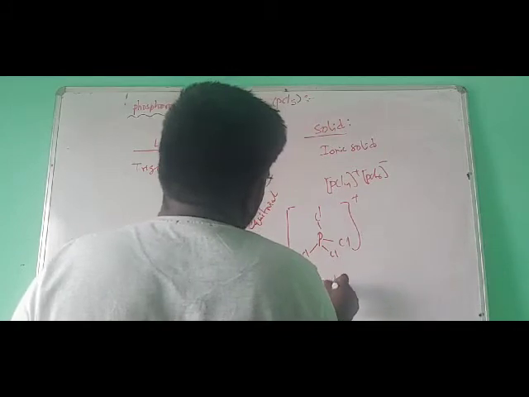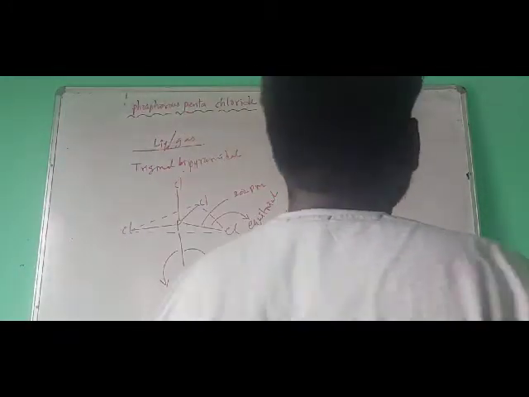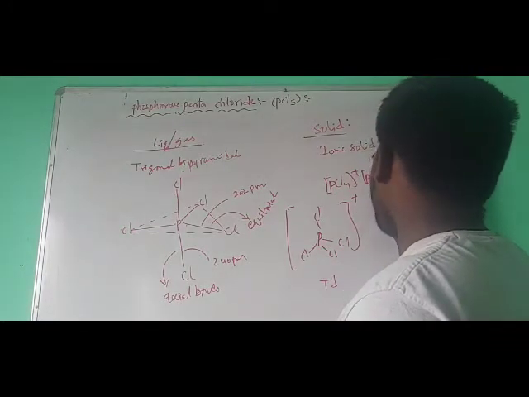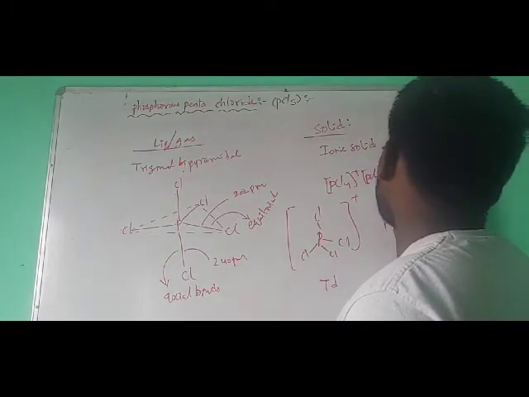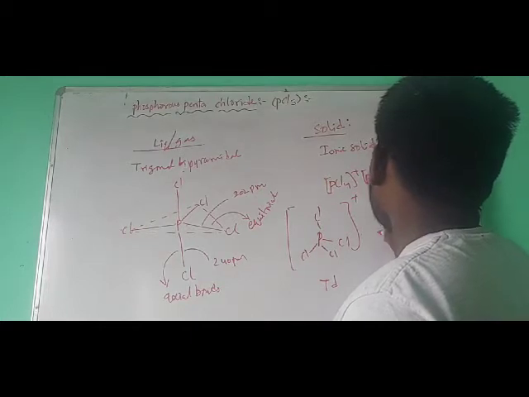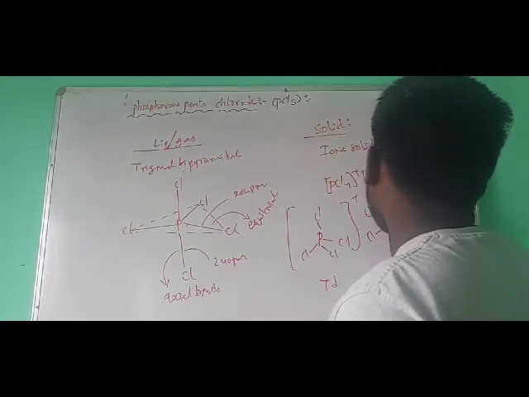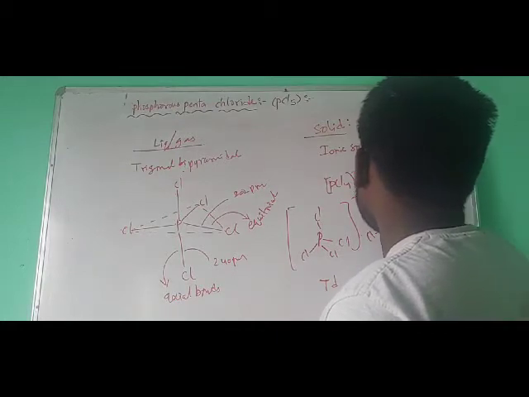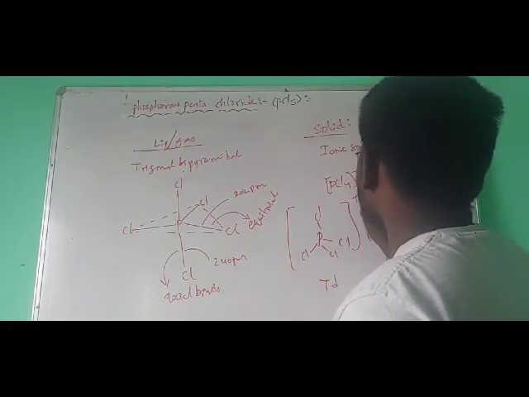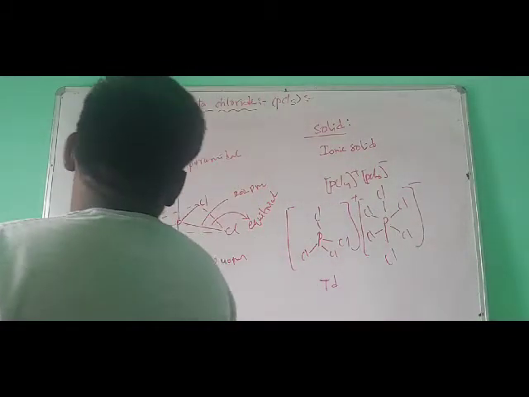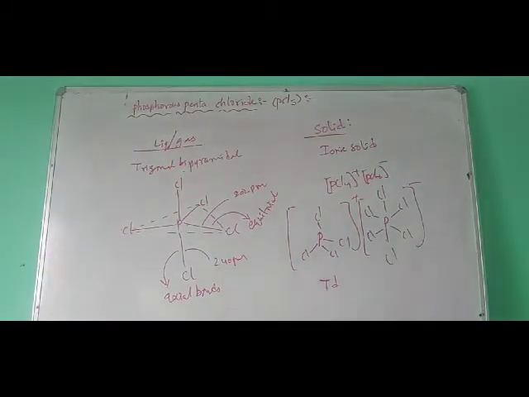So this is tetrahedral geometry. And the next one, the anion, shows octahedral geometry. So this is phosphorus, and around it, 6 chlorines are present in octahedral fashion. So like this, and over this there is a minus charge. So this is the geometry of phosphorus pentachloride in various states.